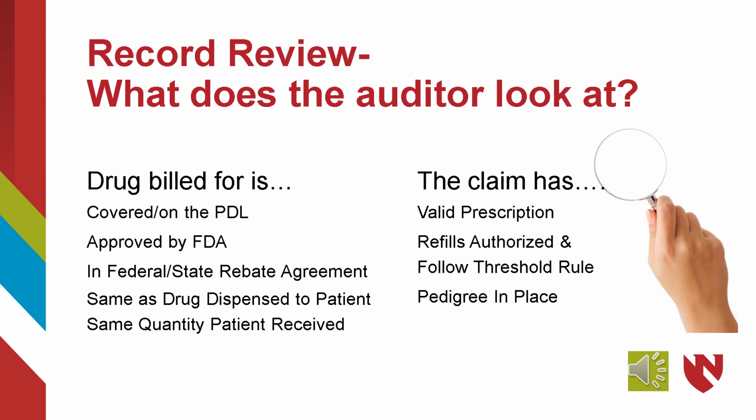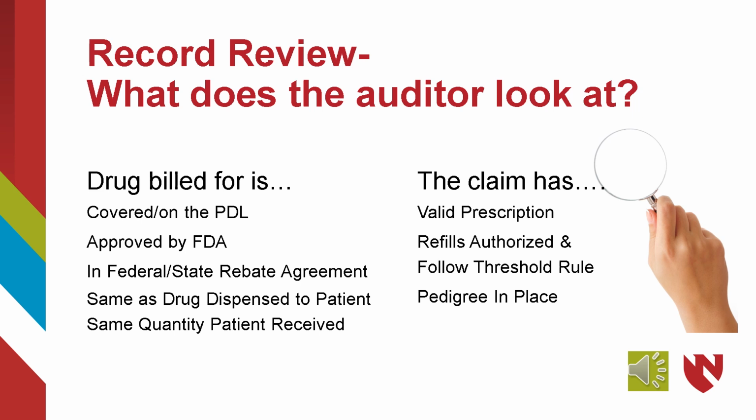The medication also needs to be approved by the Food and Drug Administration to be reimbursed by Medicaid. Medication needs to be within the federal and state rebate agreement. The same drug dispensed to the patient needs to be the drug that was reimbursed for, and the same quantity the patient received needs to be the quantity that was reimbursed for. So let's take a look at the bottom 2 points here and talk about them, and I will give you a couple of examples to help with understanding.